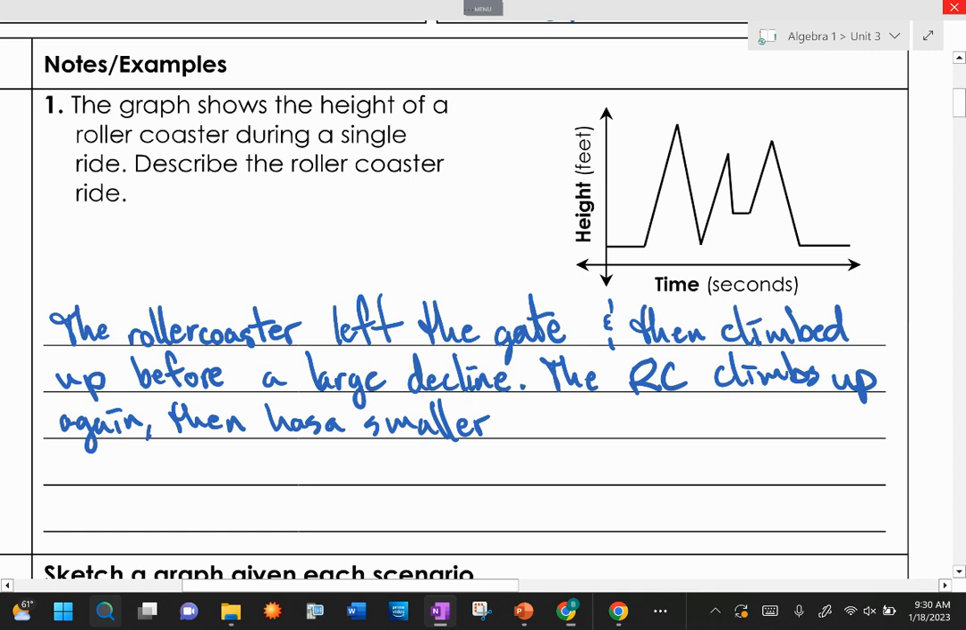Yes, it goes up and down, okay? But over time, what is it doing specifically? Is it a big decline? Is it a small decline? Is it a big increase? Is it a small increase? How long does it stay flat for? Let's see. So then it has a smaller hill, we'll say, or climb.